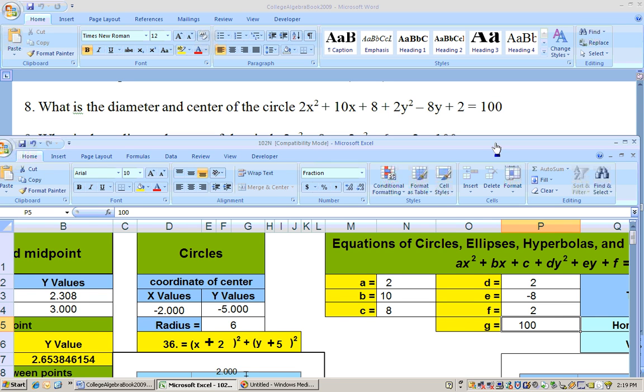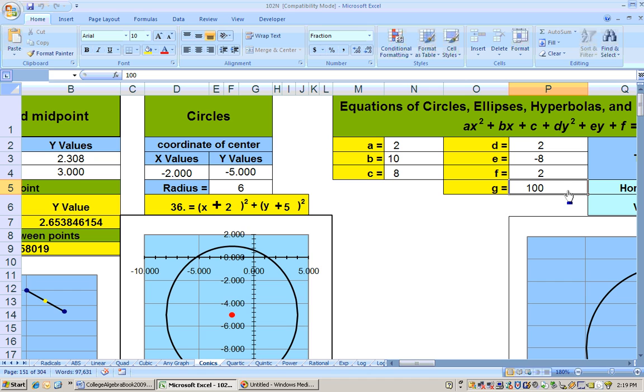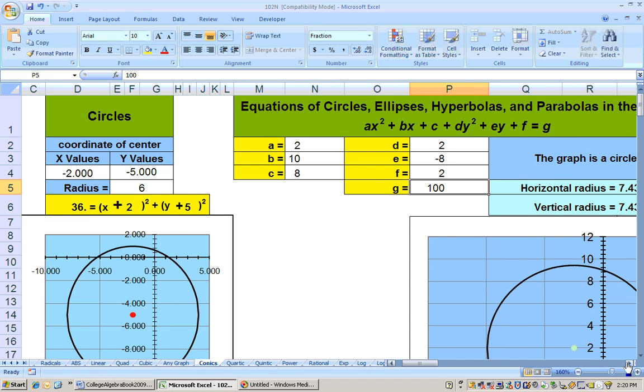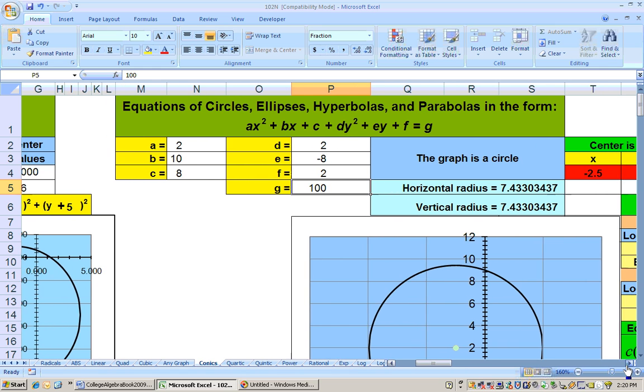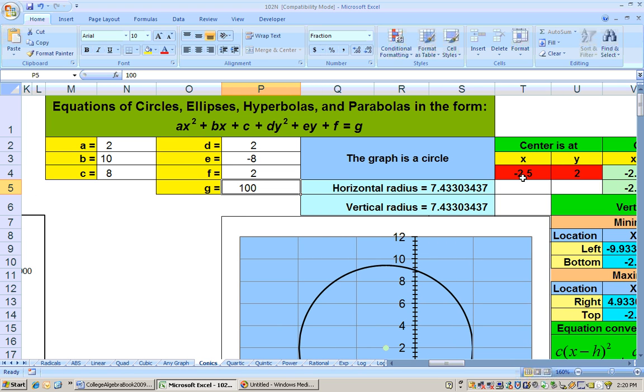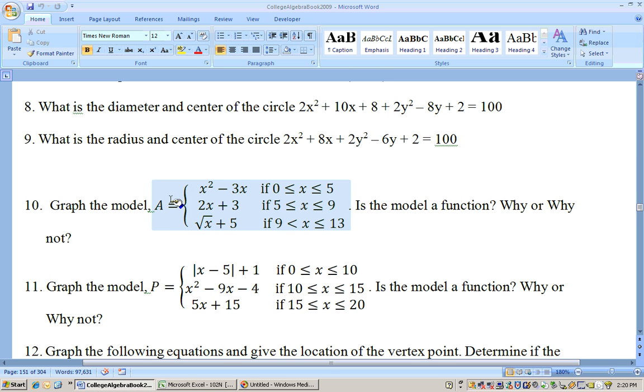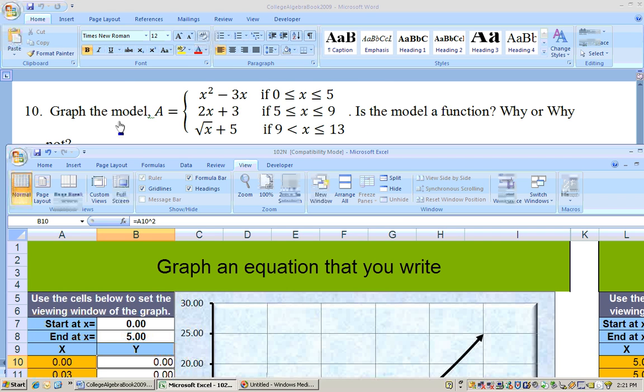So the diameter, let's go ahead and take a look at this. The diameter is, here's your radius, so your diameter would be twice that, so approximately 14.866. And the center of this circle would be right here at -2.5, 2. And let's see, we'll go on to the next two problems here.